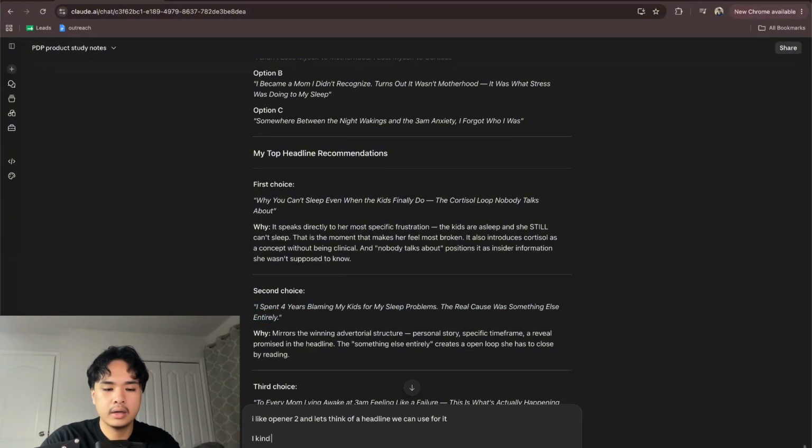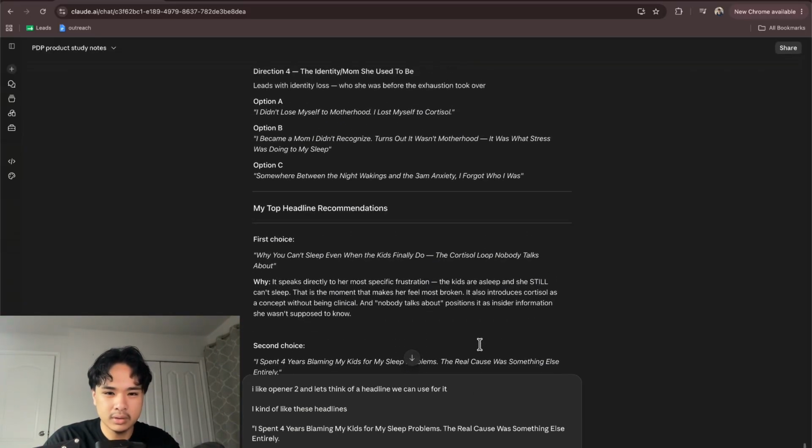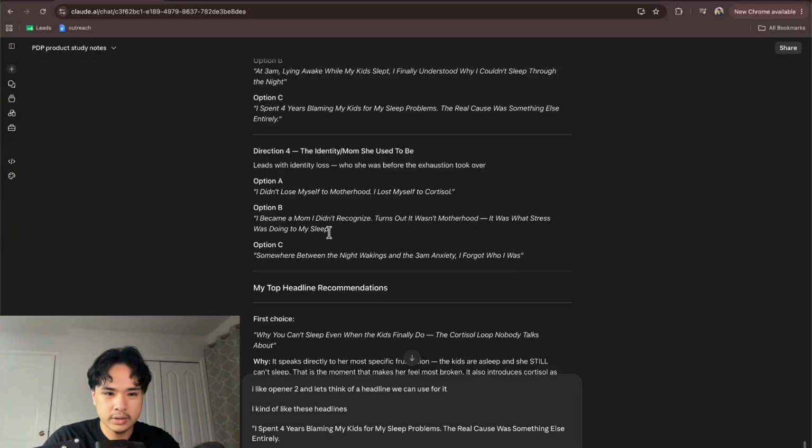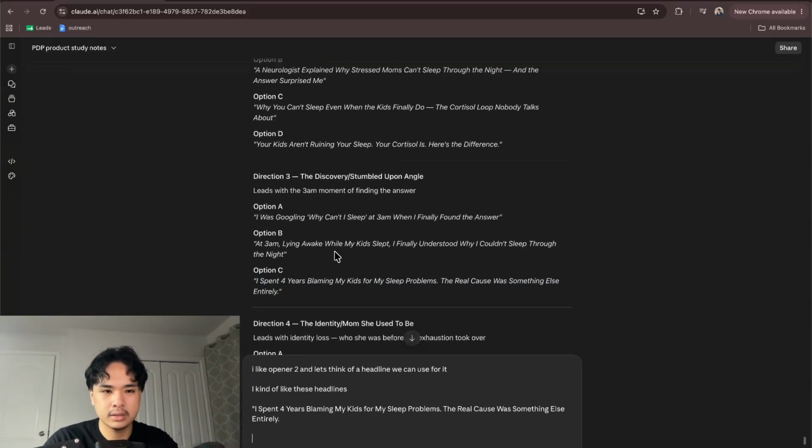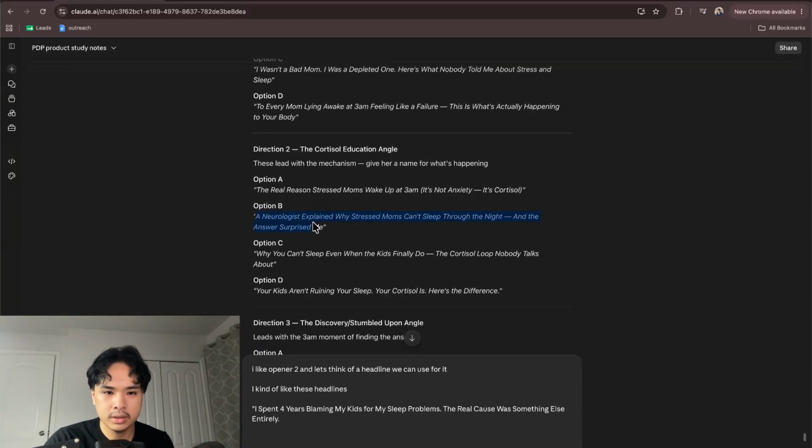I kind of like these headlines, and then I'm just gonna paste the ones that I like. Wasn't under stress during my sleep. I didn't lose myself to motherhood. I definitely like this emotional side. 4 years blaming my kids, something else entirely. Oh, that's the same one. Real reason, stress mom's neurologist. Explain why can't sleep at night, and the answer surprised me.